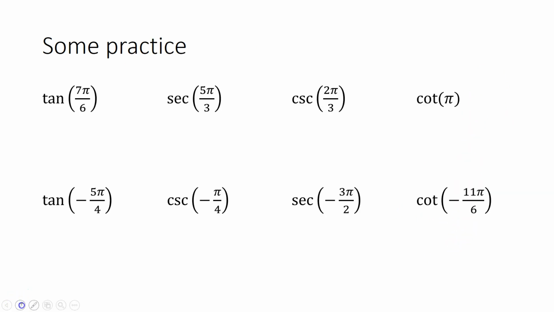So let's try some practice problems and get out of here. Tangent of 7 pi over 6. Could do the one-stop shop. I'm going to do all of this kind of using the circle, kind of thinking through how I want to do it. So 7 pi over 6 is just past pi.